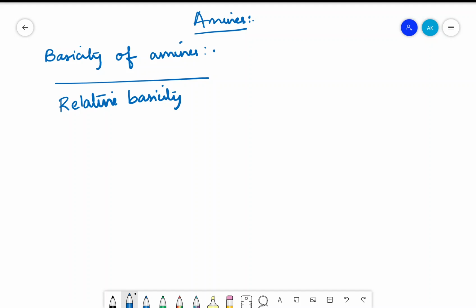So we have already discussed that amines are more basic than ammonia. The simple logic to this is the lone pair of electron density on nitrogen is more when you have an electron donating R group in amine, and you don't have an R or electron donating group present in ammonia. So that is why amine is more basic than ammonia. That is what we have discussed.